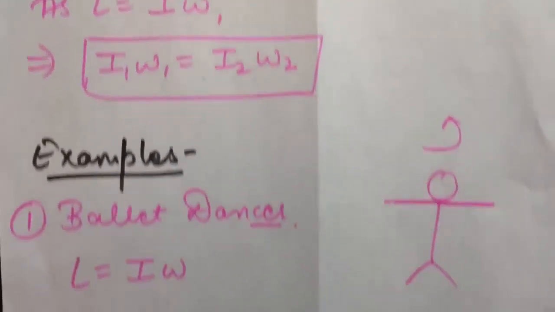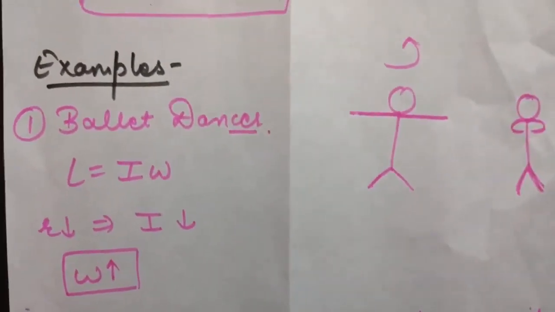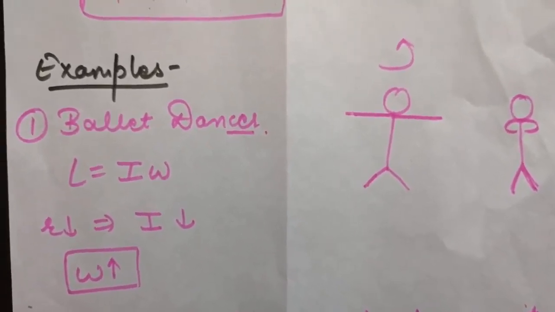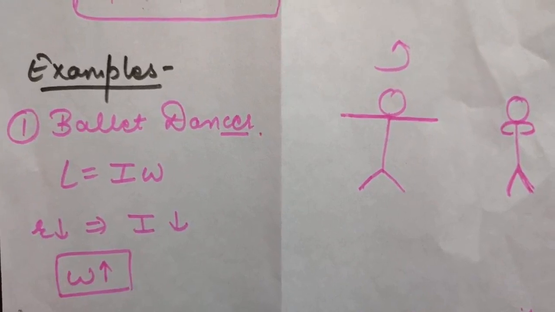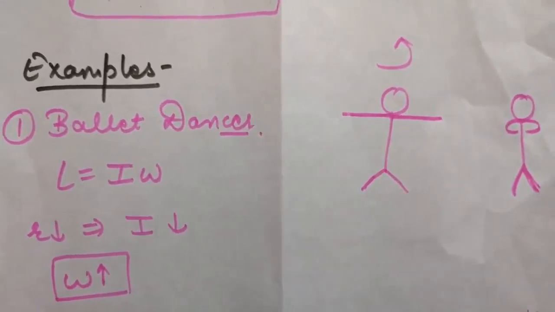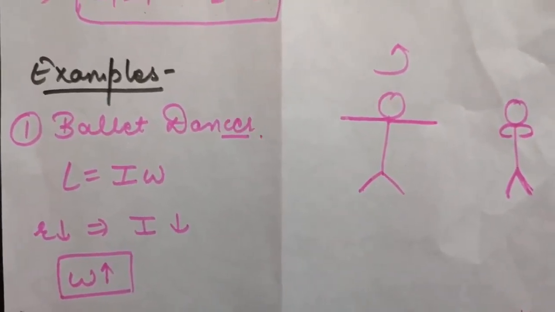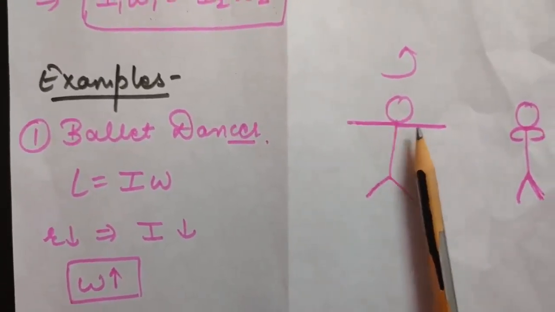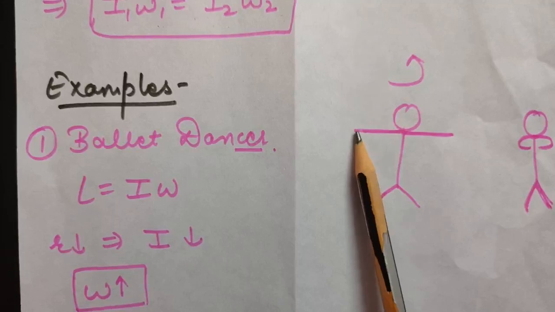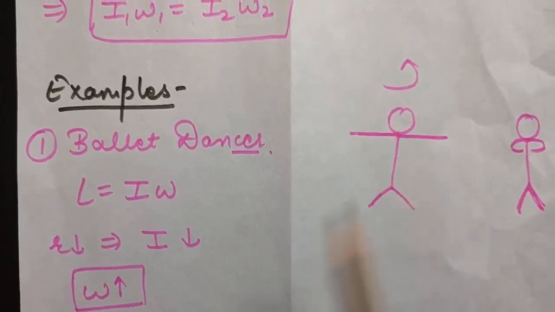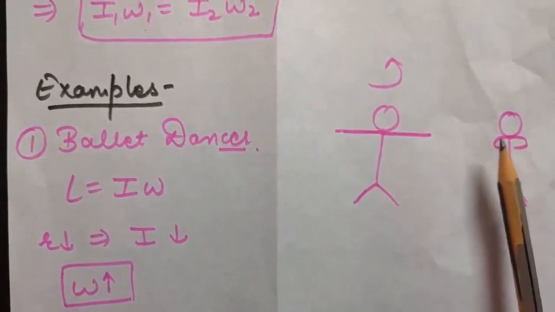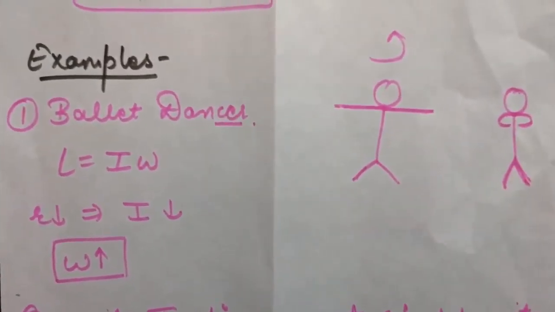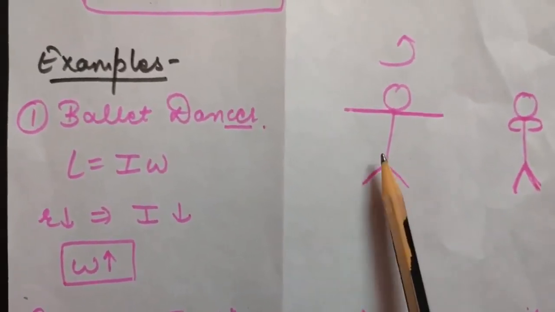Now let me give you some examples of conservation of angular momentum. The first example is the example of a ballet dancer. What happens? See, a ballet dancer revolves around, right? Now in one case, suppose her hands are completely stretched and legs as well, and in the second case the hands are crossed as well as legs also. Okay, so now see what happens in this case.